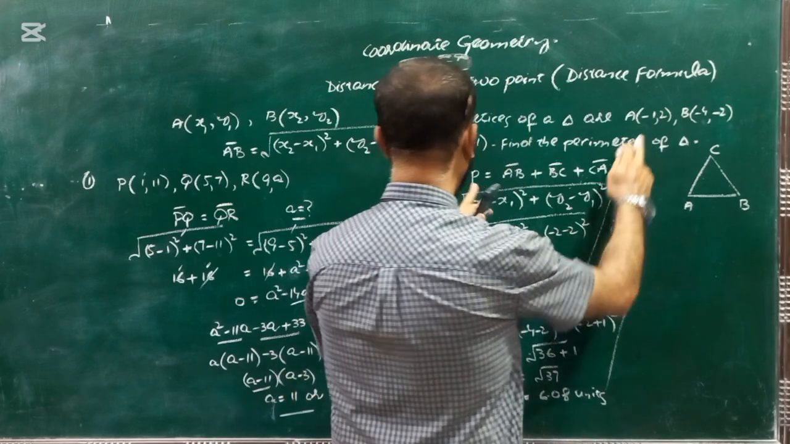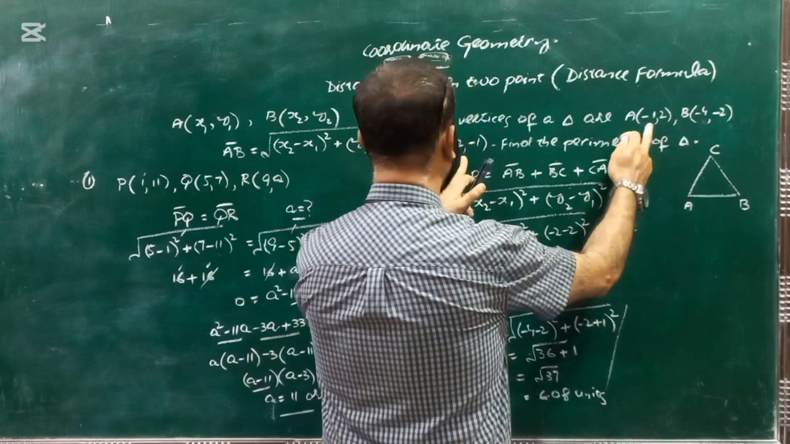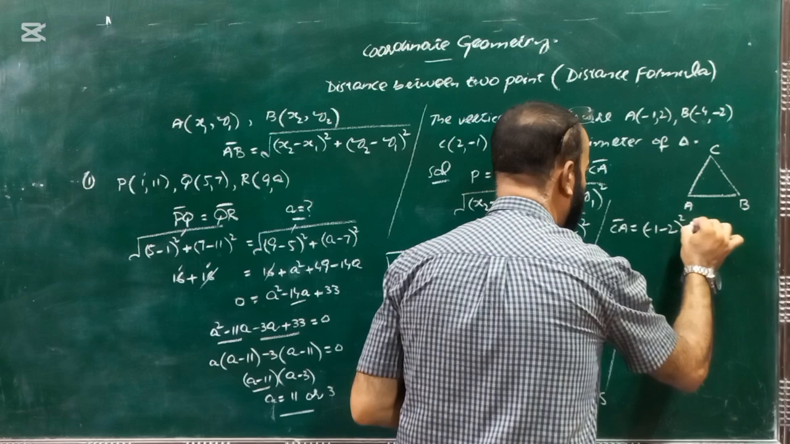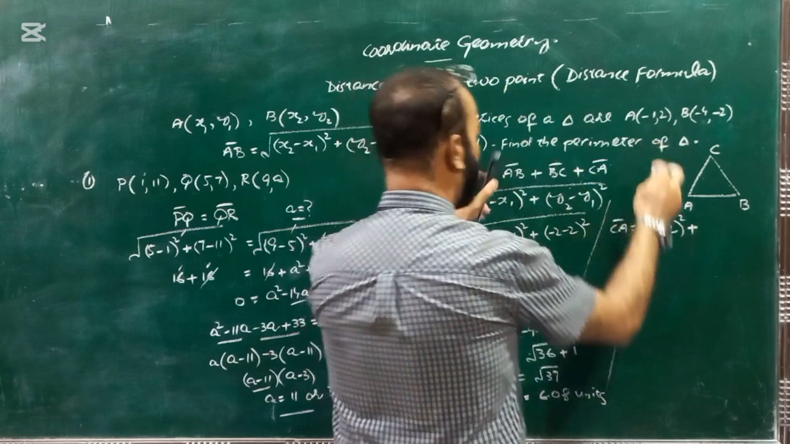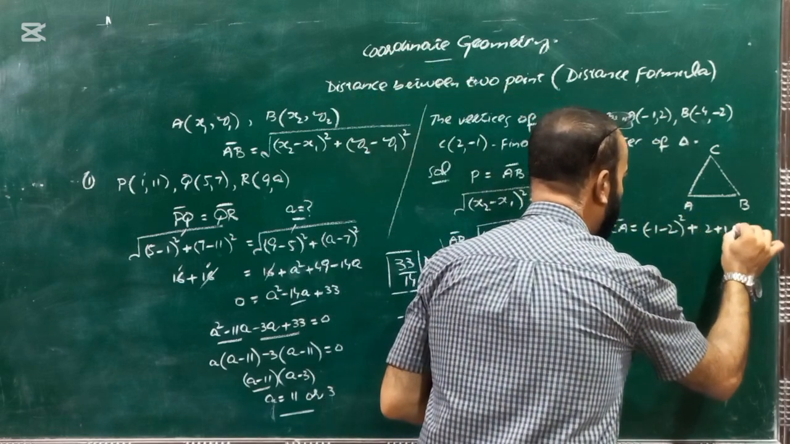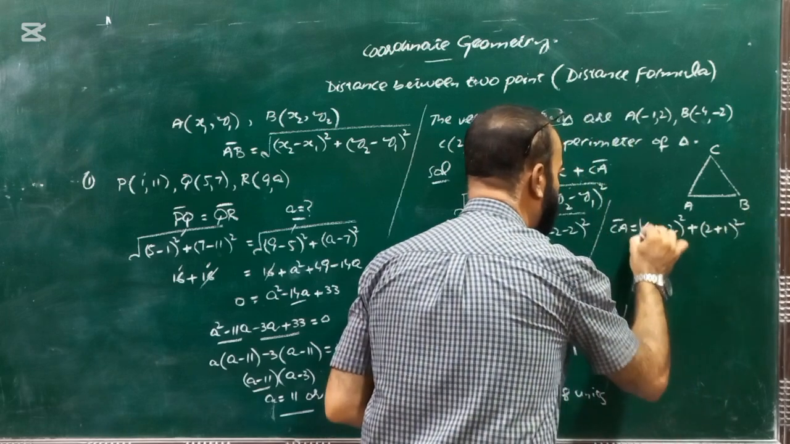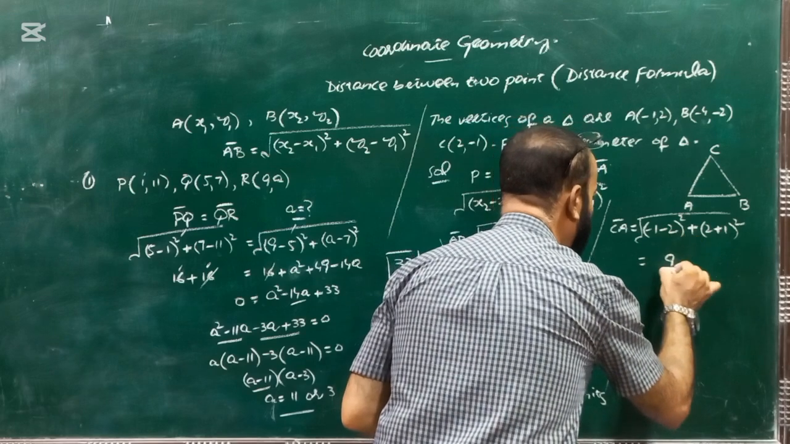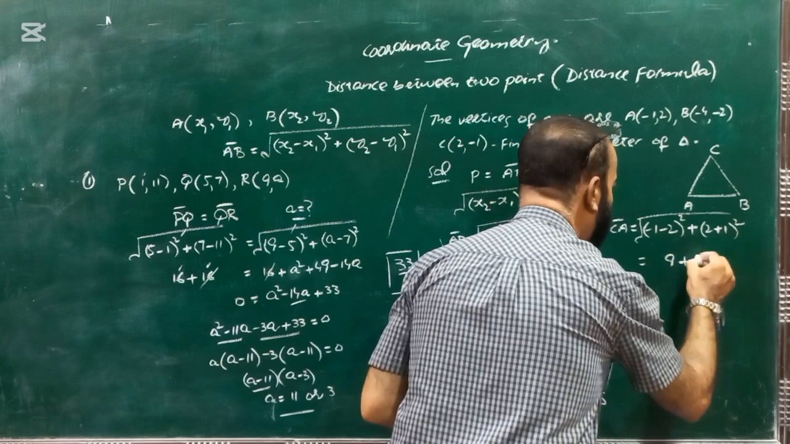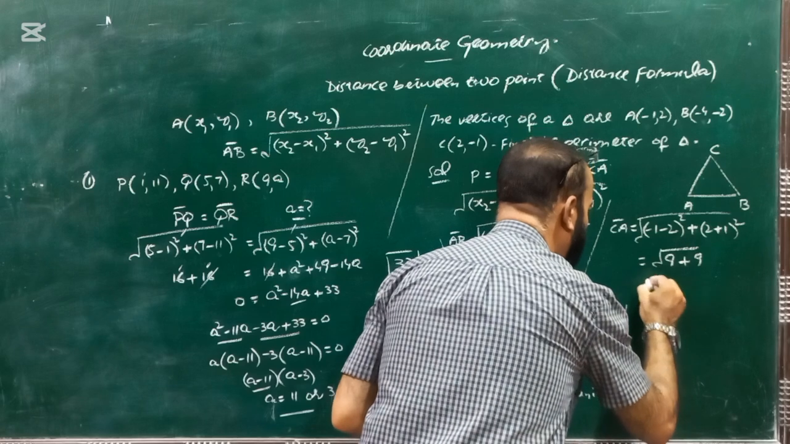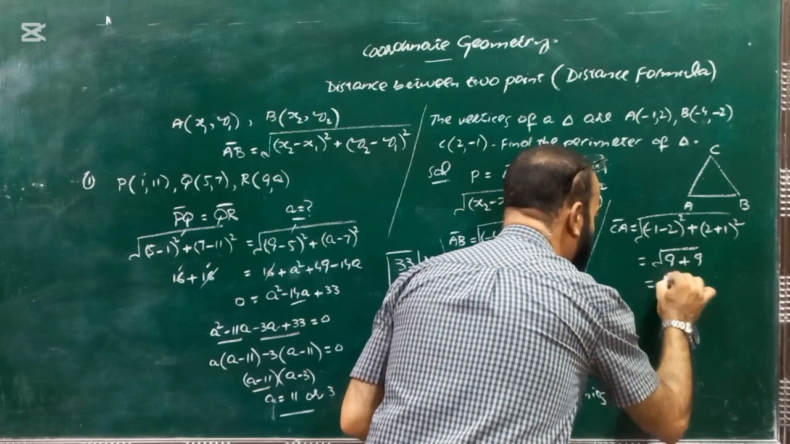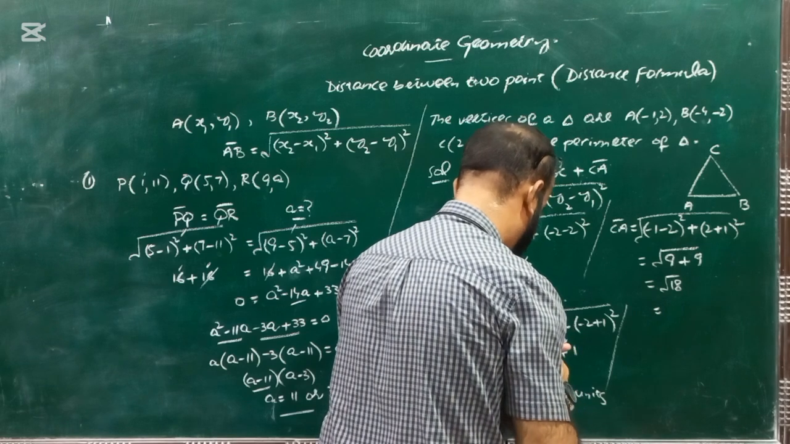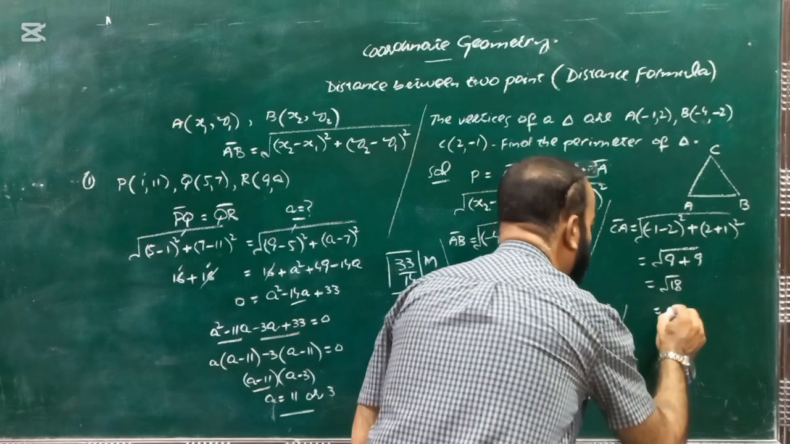Now the final measurement, that is CA. So here is A, here is C. x2 minus x1: minus 1 minus 2, whole square, plus 2 plus 1, whole square, root. So minus 1 minus 2 is minus 3, square will be 9, plus 2 plus 1 is 3, square 9, it will be the square root of 18. So the square root of 18 is 4.24 units.